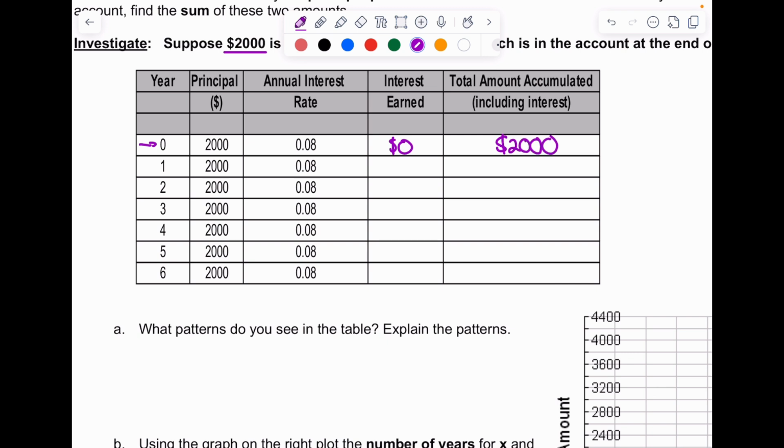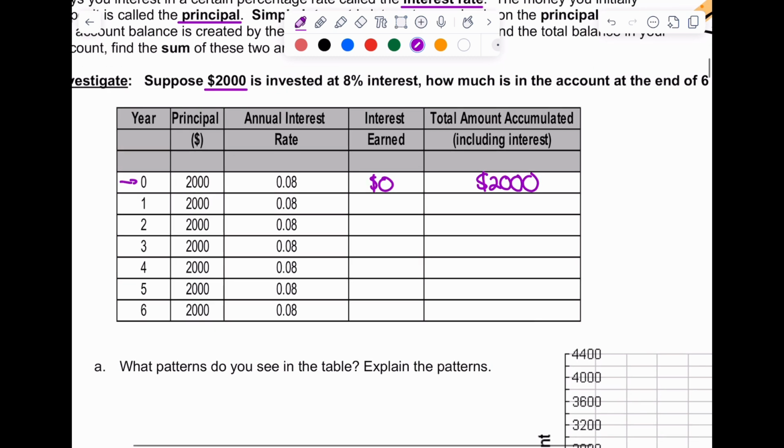Nothing has happened with that. But now the first year goes by, so you've put your $2,000 into some account, right? And it's earned 8% interest. That's what it says right here, 8% interest. Well, 8% put into decimal form, remember, you divide that by 100 to go into decimal, so that would be 0.08, and that's what this whole column is, right? Like that 0.08 is 8%.